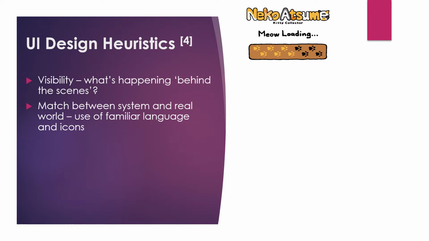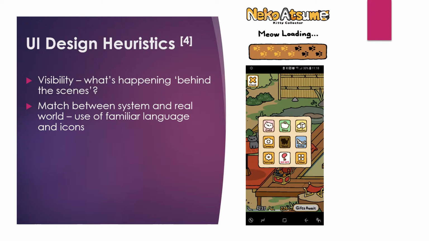The next thing you want to take a look at is matching between the system and real world. So you want to use familiar language and icons. You don't want to use anything that the user is not already really familiar with. So my example here again is from the same game. You can see these icons here. I've got cats, got a little picture of a cat head. Shopping looks like a shopping bag. Camera looks like a camera. So this helps the user to understand the options that they have within this game.